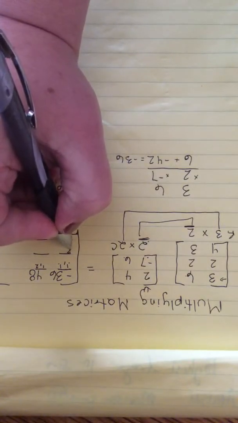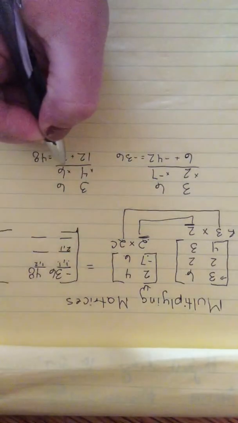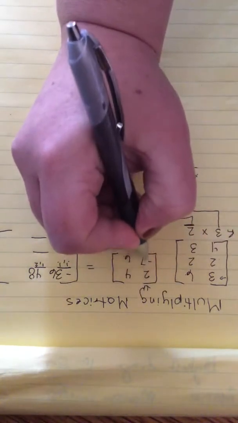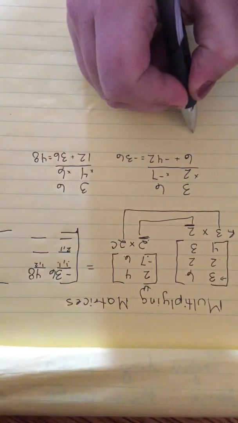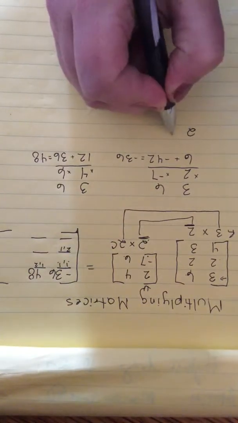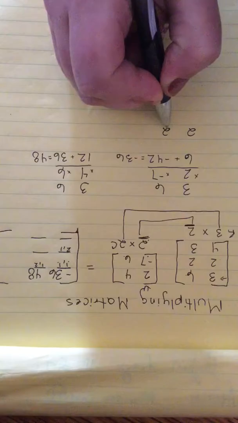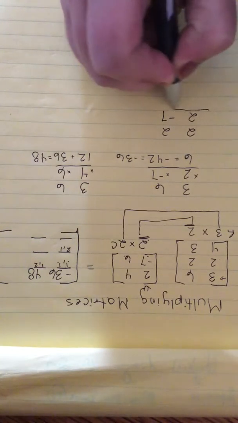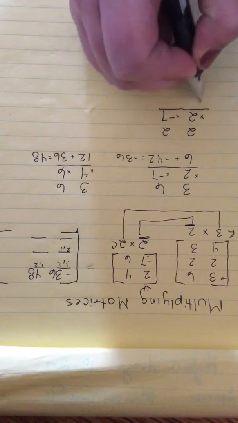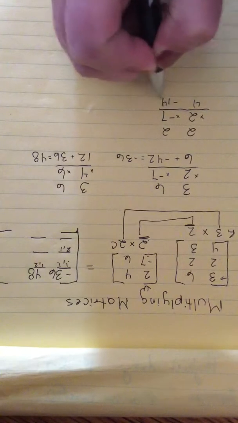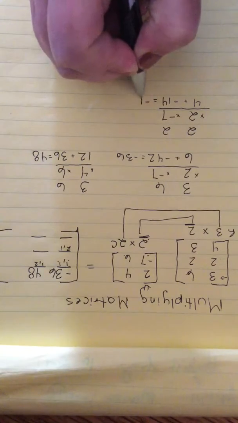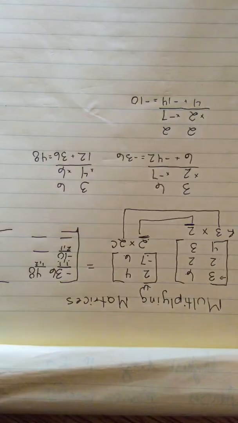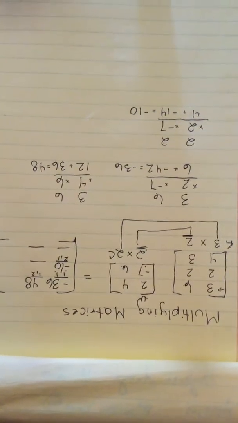This is now row 2, column 1. So I'm going to multiply row 2 times column 1. So that's going to be 2, 2 for my second row of my first matrix, and column 1, 2, negative 7. Multiply: 4, negative 14, and then add them together. That's negative 10. All right, so let's keep going.